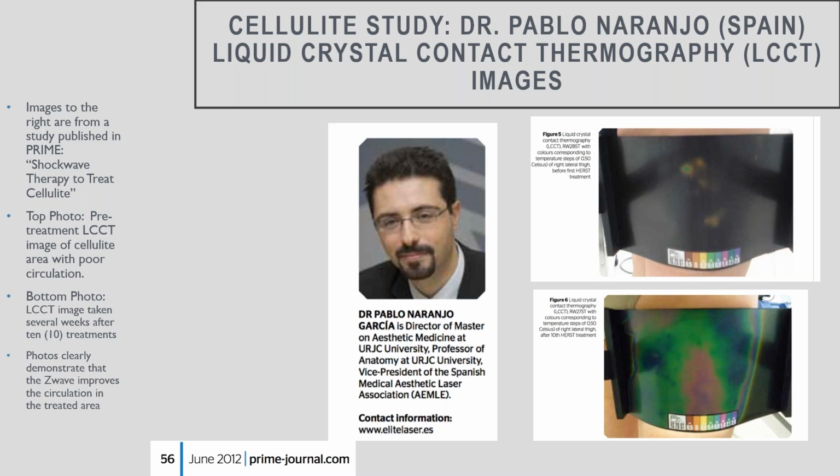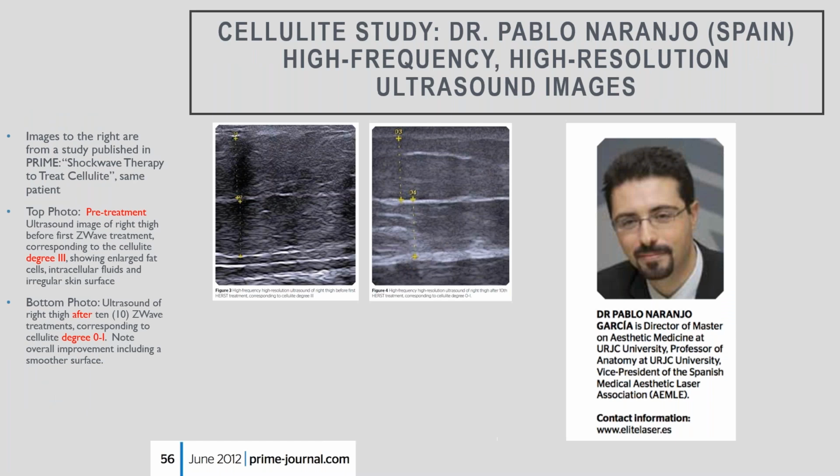We have really, really nice blood circulation over our treatment area. And that's really what we're trying to get to here. This is another picture here. If you look at this slide, you can see the photo on the top side there. That's an ultrasound image of the right thigh right before the first Z-Wave treatment. That corresponds to cellulite of degree 3, which shows enlarged fat cells.